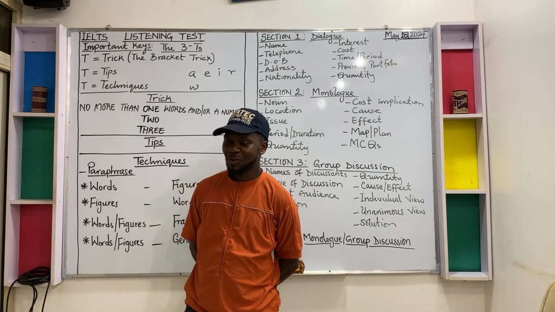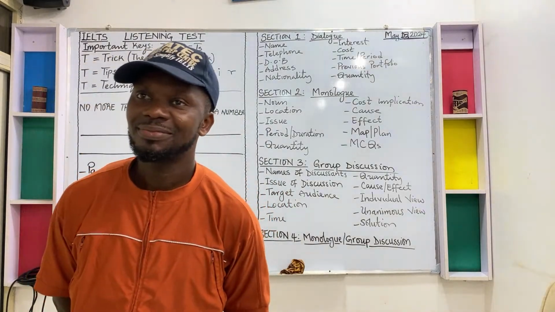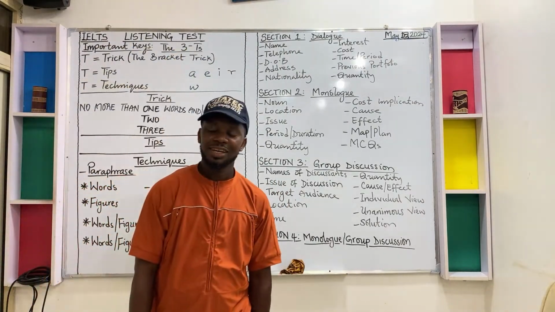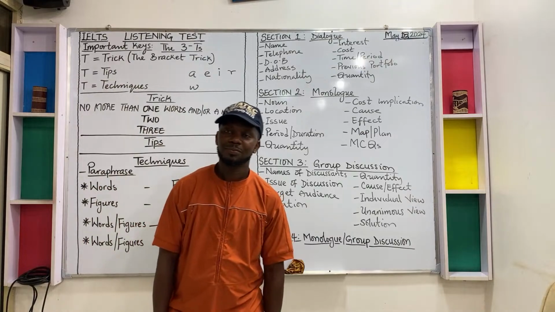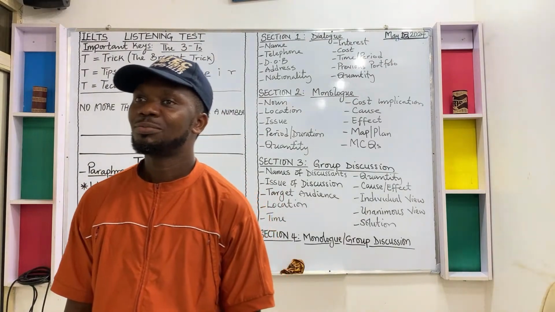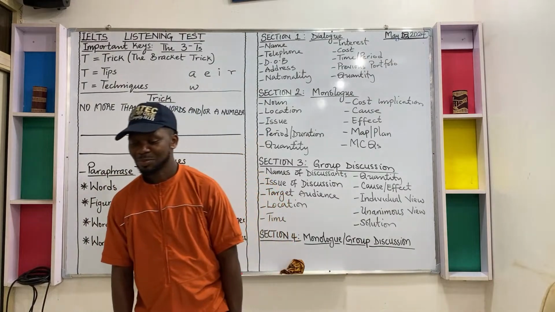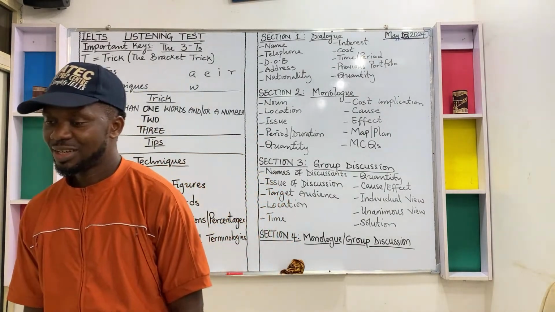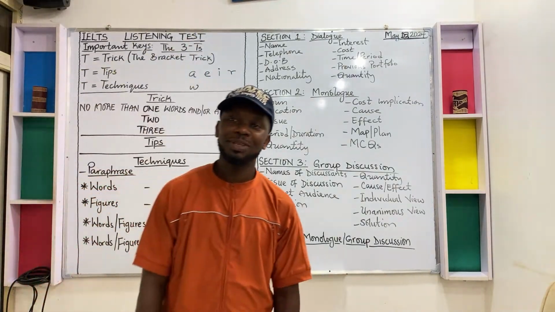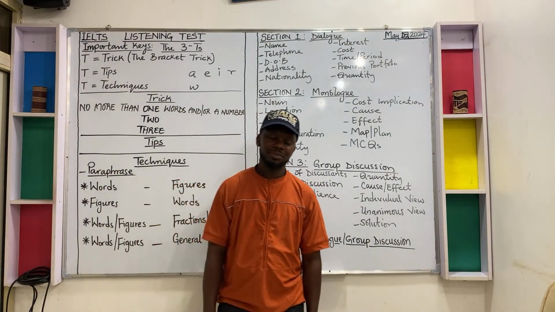A person from Kenya, he's a Kenyan. A person from Ethiopia, Ethiopian. A person from Burkina Faso, Burkinabe. A person from Egypt, Egyptian. A person from the USA, American. A person from the UK, British.